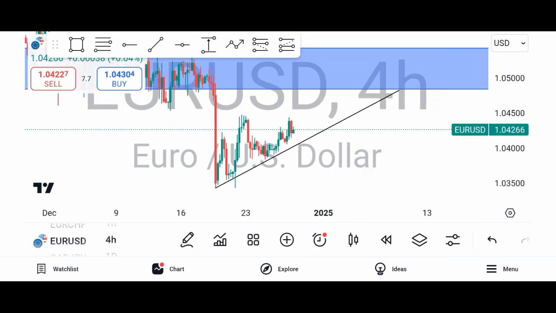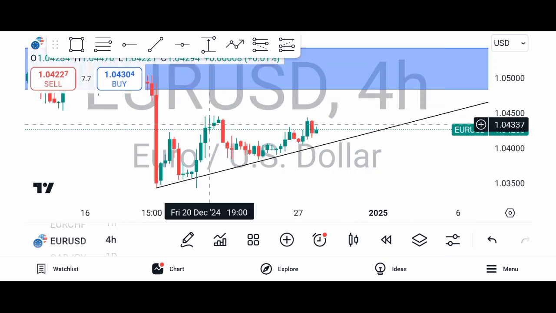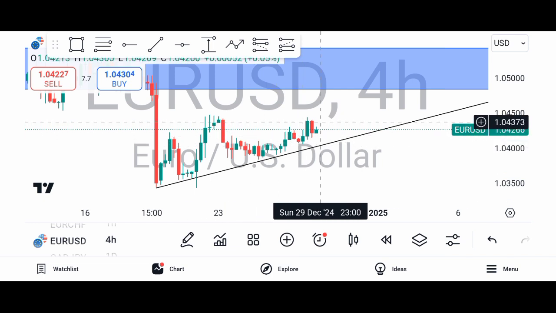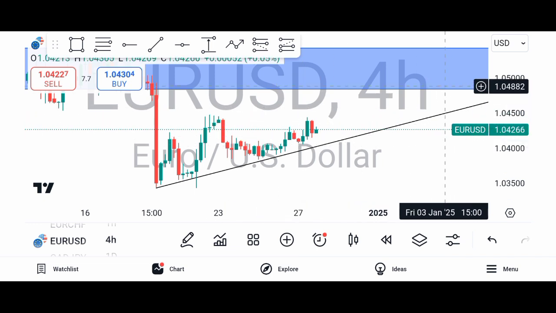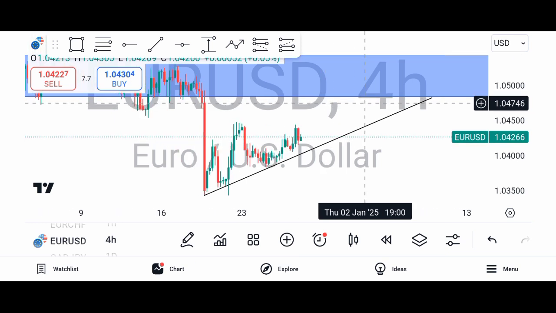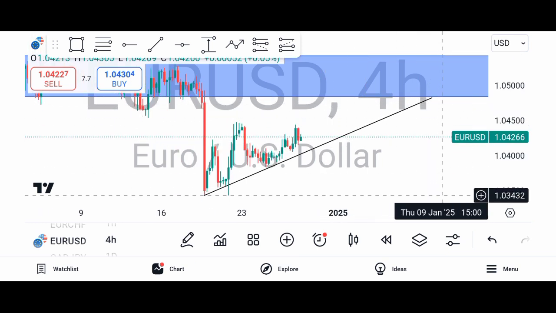Last week when I was analyzing EURUSD, price was currently here, and as you can see for this week now, price has fired up to this side and is on its way to this level right here. Price is on its way to fill this level right here before pushing down to the downside.